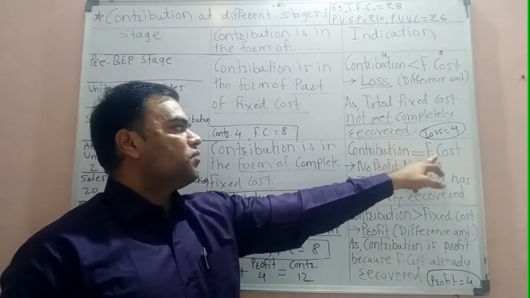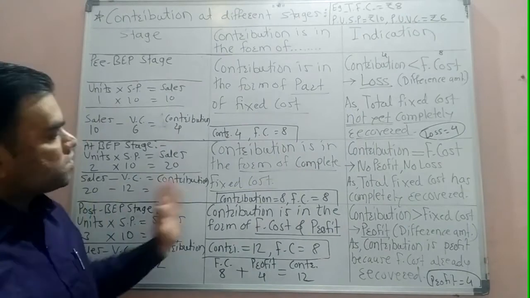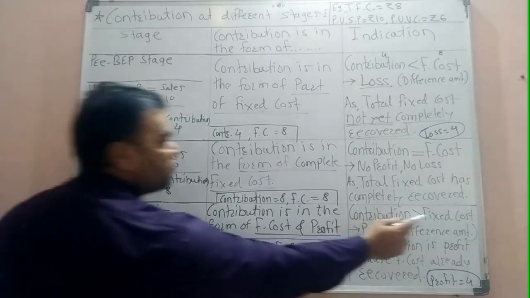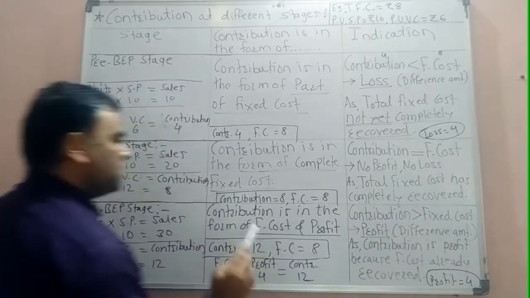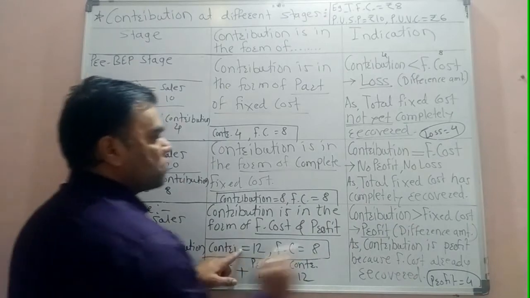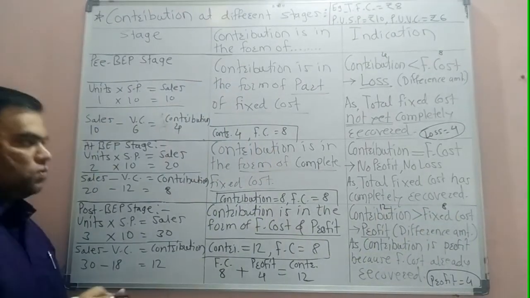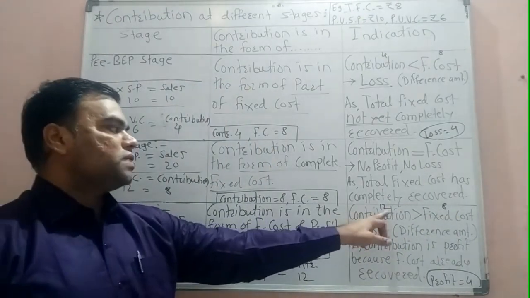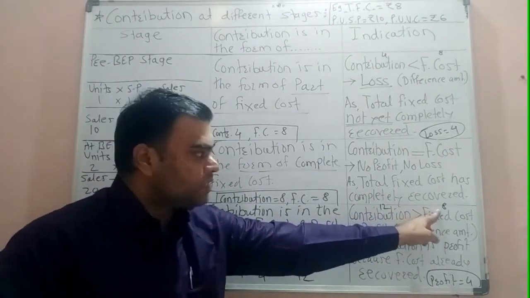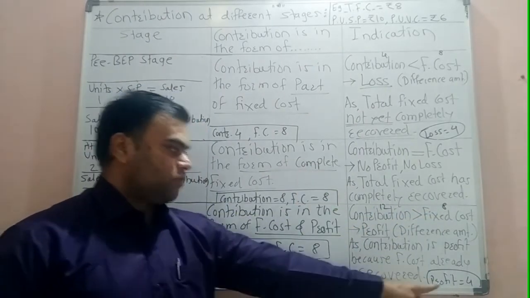So contribution is equal to fixed cost. That's why it is the no profit, no loss stage. In the third step, the post-BEP stage, our contribution is greater than fixed cost. Fixed cost is 8 and contribution is 12. So contribution 12 is greater than fixed cost 8. Out of that 12 rupees, 8 rupees was utilized to recover the total fixed cost and the remaining 4 is a profit.